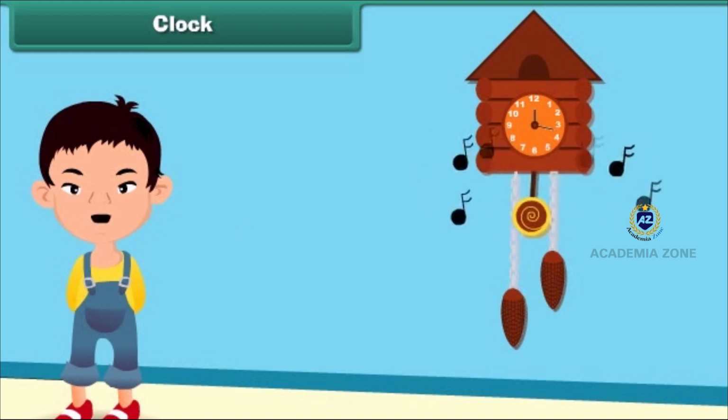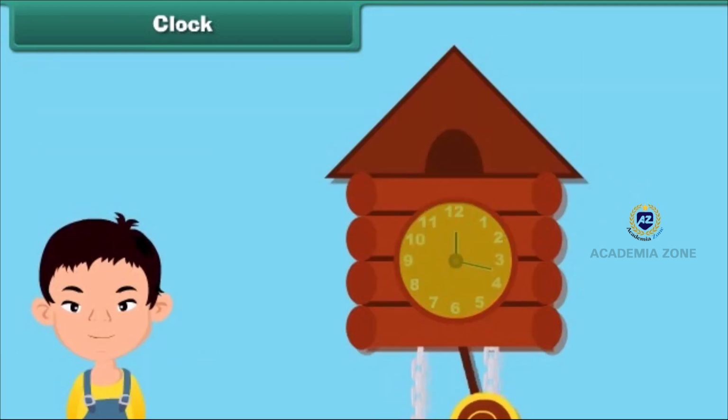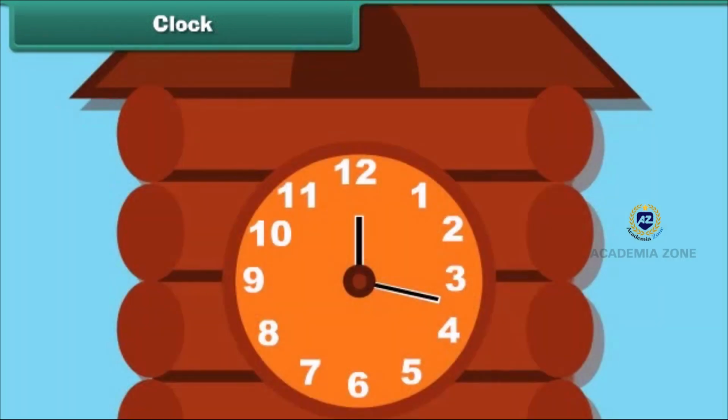The clock tells us the time. There are 12 equal divisions in a clock. They are named as 1, 2, 3, 4, 5, 6, 7, 8, 9, 10, 11 and 12. The clock has two hands. The longer hand is the minute hand, whereas the shorter hand is the hour hand. The hour hand tells about the time in hours, while the minute hand tells about the time in minutes.